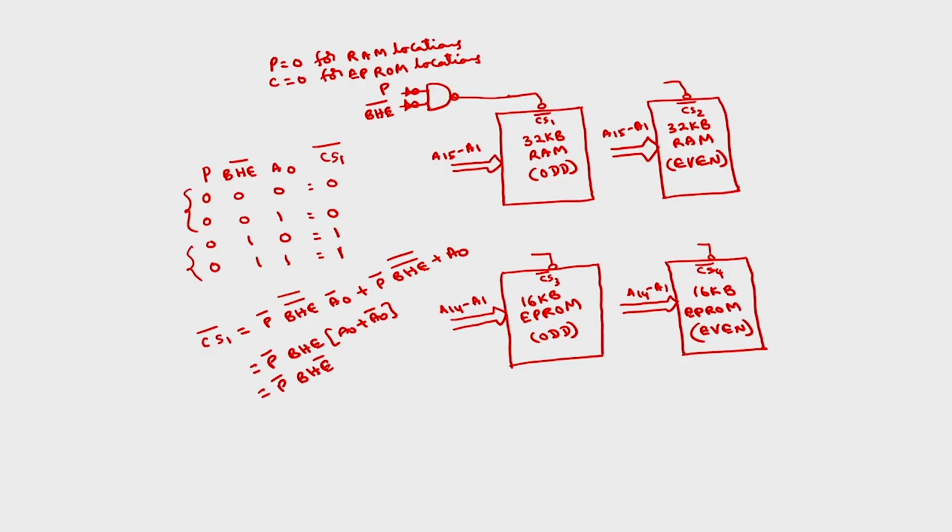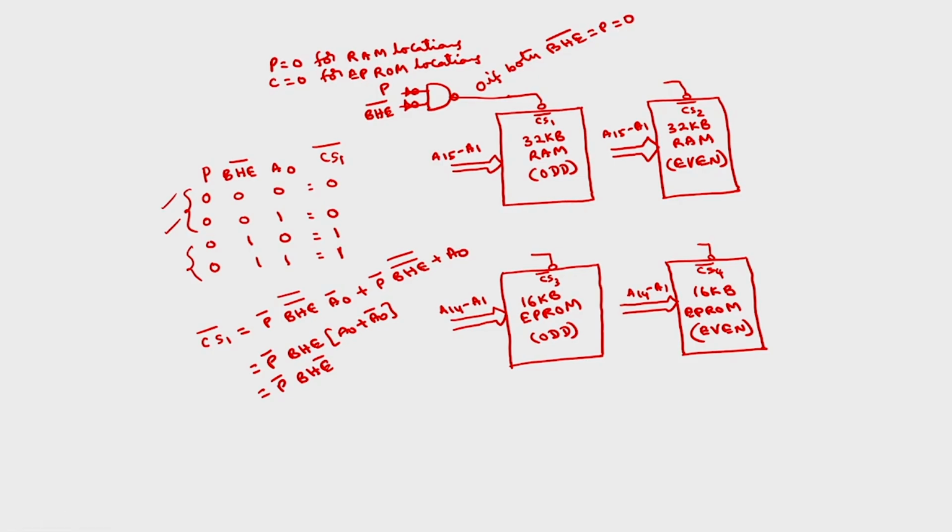Okay. So the circuitry will be, for P is equal to 0, BHE bar 0, this will always be 0 if both BHE bar and P bar are equal to 0. Okay.